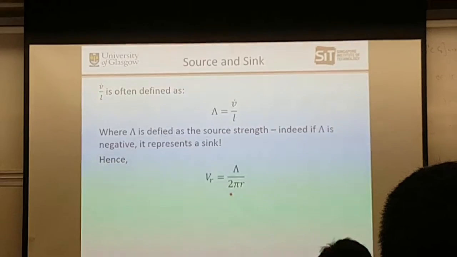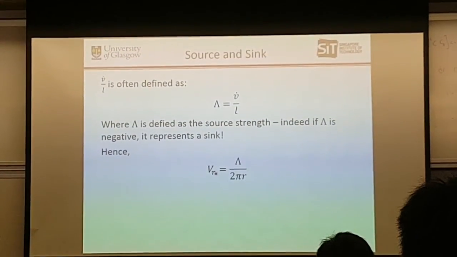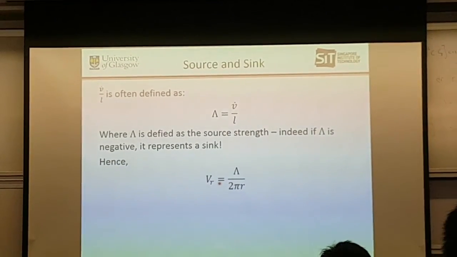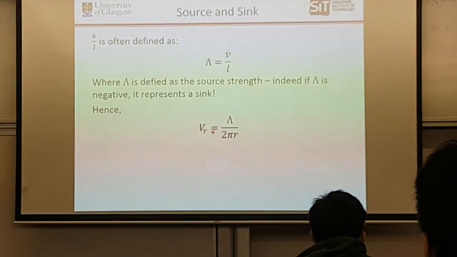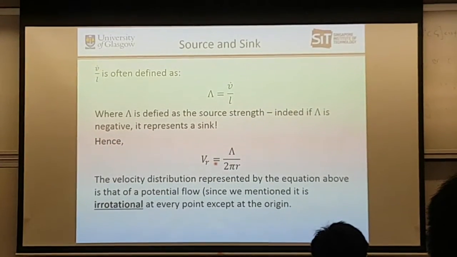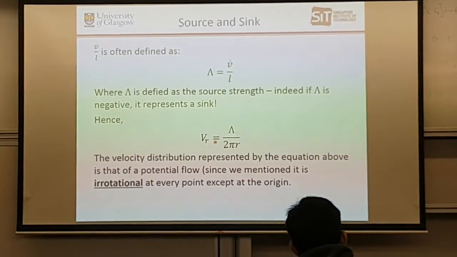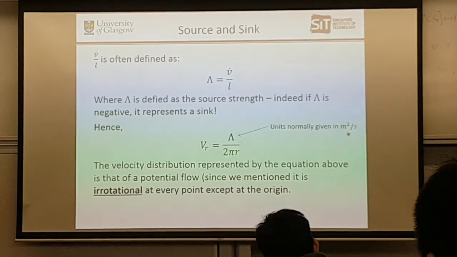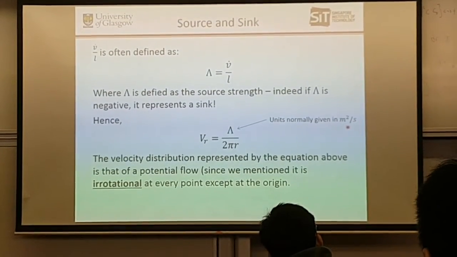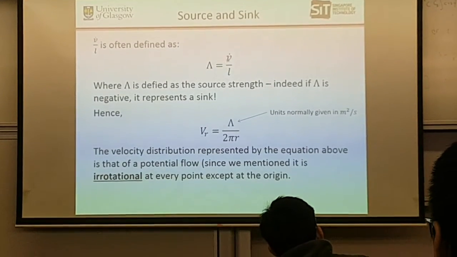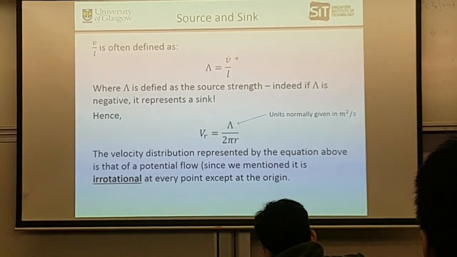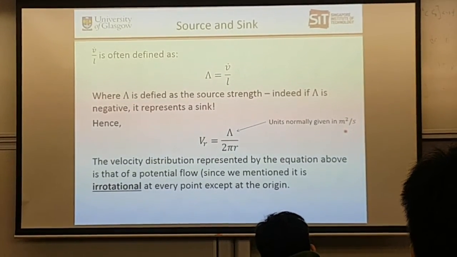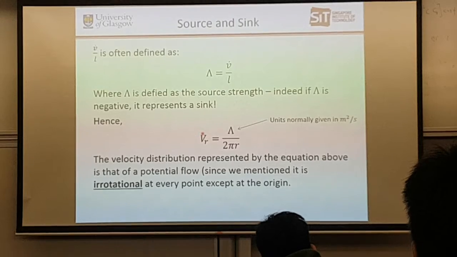So this is correct, and it is very important because now that I know my V_R, I can find my velocity potential and my stream function. V theta again is equal to 0, because it's still irrotational. The units for source strength are meters squared per second, because volume flow rate is meters cubed per second, and divided by meters you get meters squared per second. So that's the source strength, or the sink strength, depending on positive or negative.